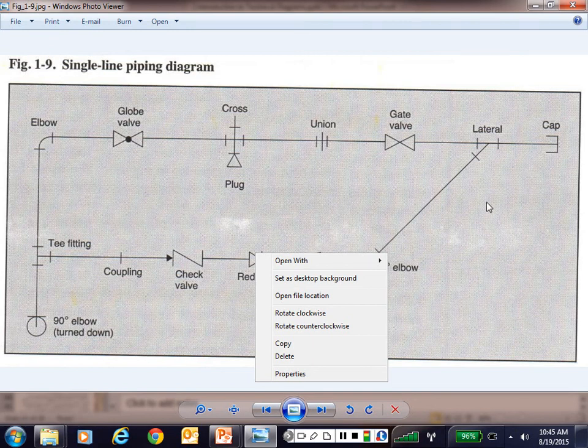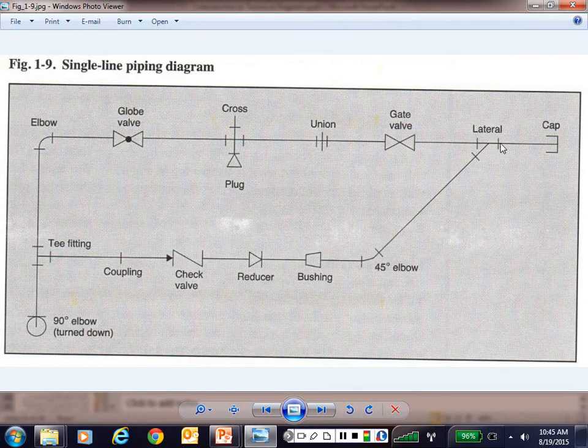I don't know what a lateral is. Anybody know what that is? Looks like it's just kind of a T with an angle on it. Then this would be a 90-degree elbow. Basically, elbows are available in two angles, a 90-degree and a 45-degree. So here, notice they didn't give you that because it's obvious. Here they tell you. A bushing, a reducer, a check valve, a coupling, a T-fitting.